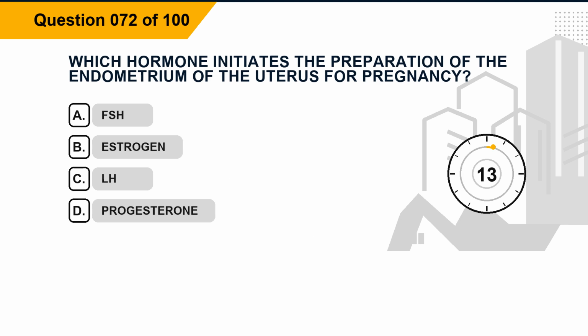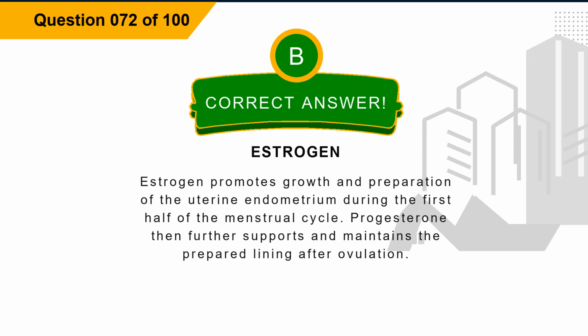Question 72. Which hormone initiates the preparation of the endometrium of the uterus for pregnancy? Option A, FSH. Option B, estrogen. Option C, LH. Option D, progesterone. The correct answer is option B, estrogen. Explanation. Estrogen promotes growth and preparation of the uterine endometrium during the first half of the menstrual cycle. Progesterone then further supports and maintains the prepared lining after ovulation.